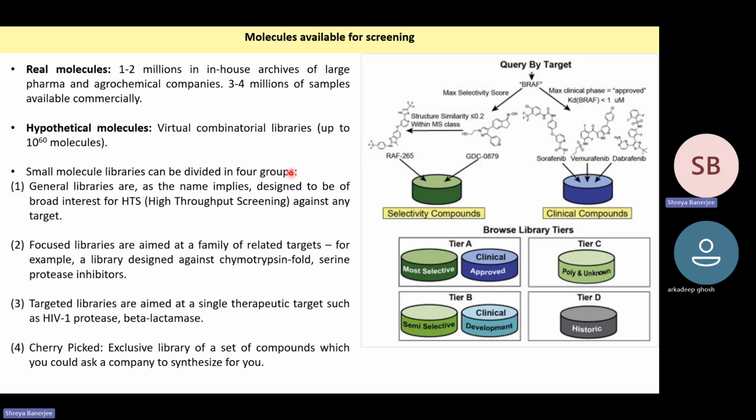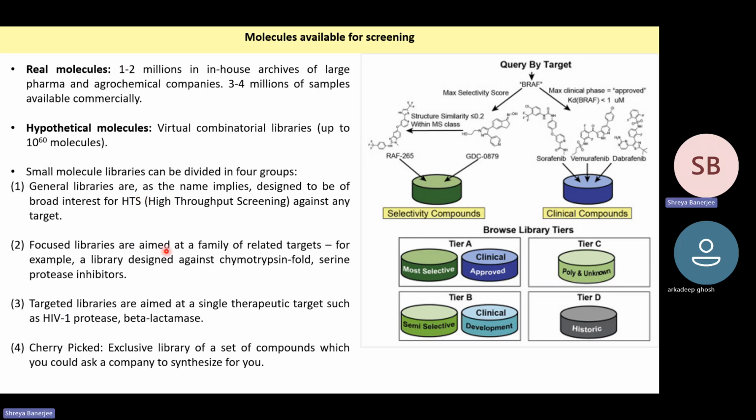These libraries can be divided into 4 groups. One is the general library, that is for broad interest in high throughput screening against any target. These libraries will have those compounds which will show binding to many targets. So it is not target specific, and they are called general libraries, and they are used for high throughput screening.